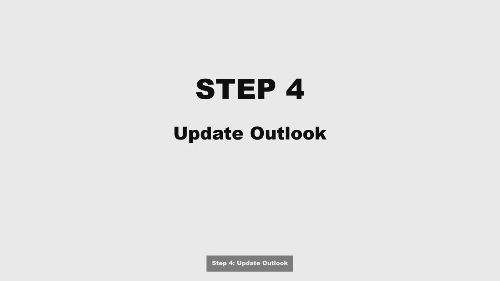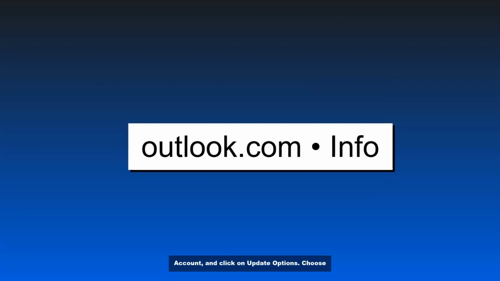Step 4. Update Outlook. Make sure that your Outlook application is up to date. Go to the File menu, select Office Account, and click on Update Options. Choose Update Now to install any available updates that may fix bugs or issues related to pending transfers.